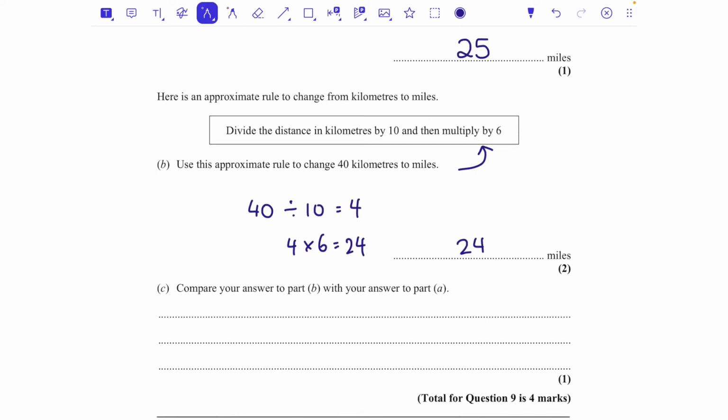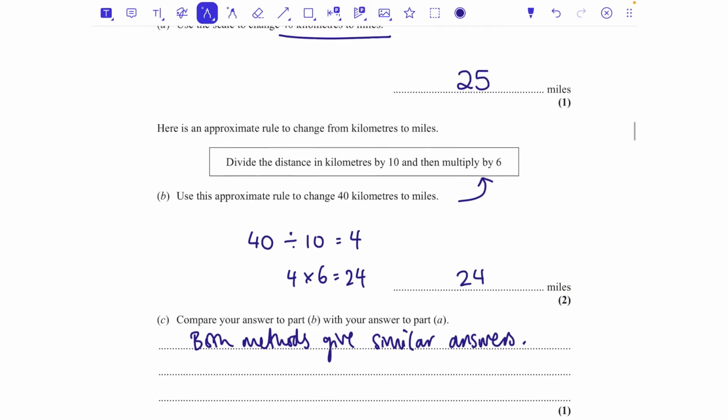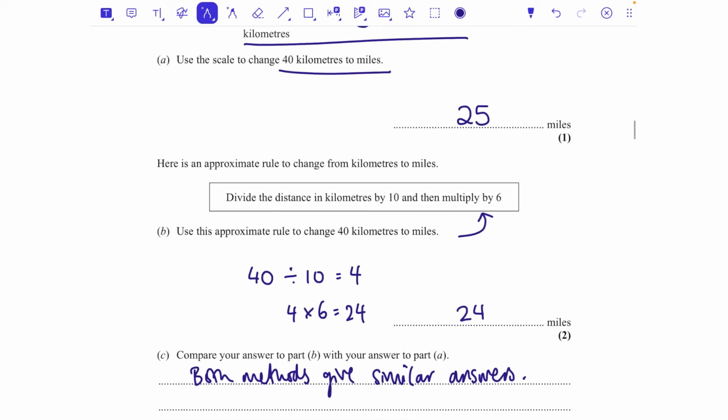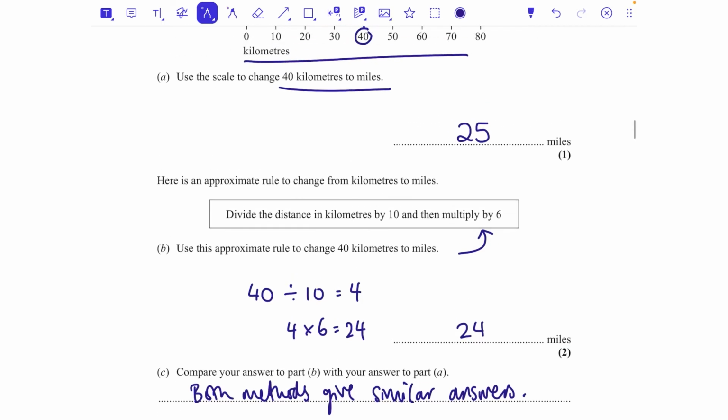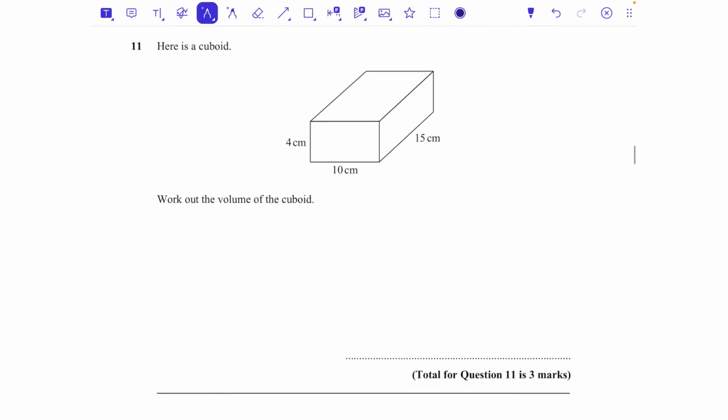Compare your answer to part B with your answer to part A. Well, they're fairly similar answers. So both methods give similar answers. But you were pretty much allowed anything there. The mark scheme was very generous about the differences and the similarities there, but I would say both methods give similar answers. They're both quite good approximations. There we go.